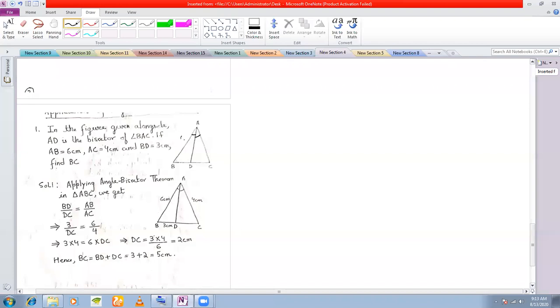Also given is that AB is 6 centimeters, AC is 4 centimeters, BD is 3 centimeters. You need to find out the length of BC. That means in order to find BC, you must first find out DC.